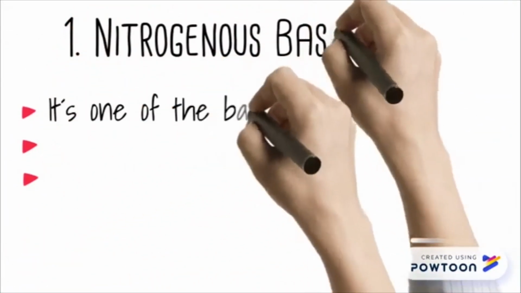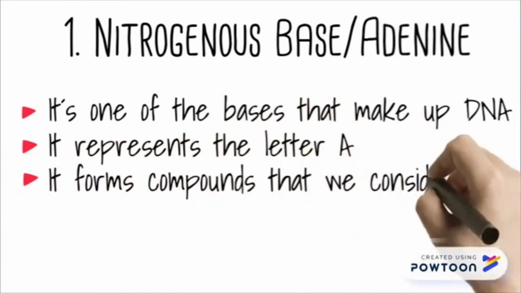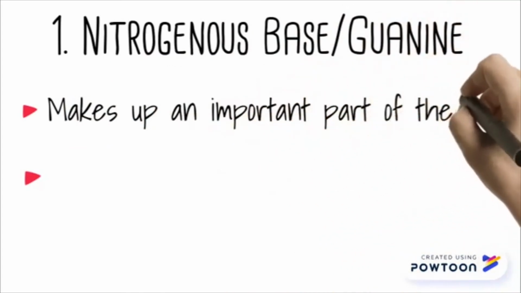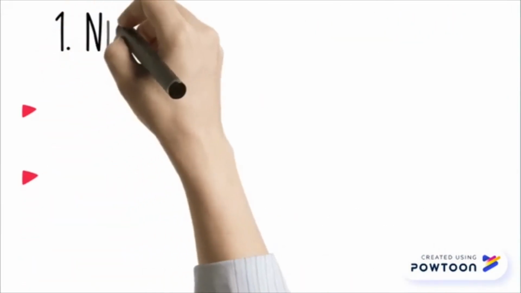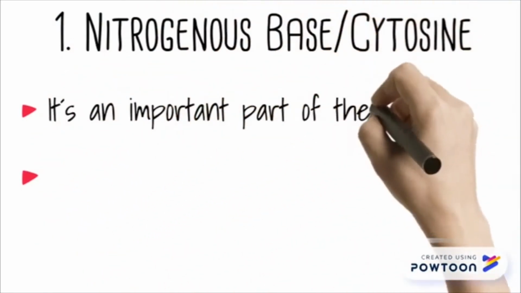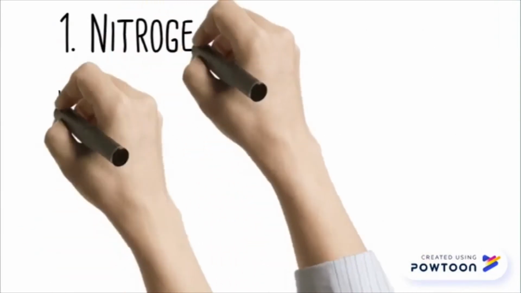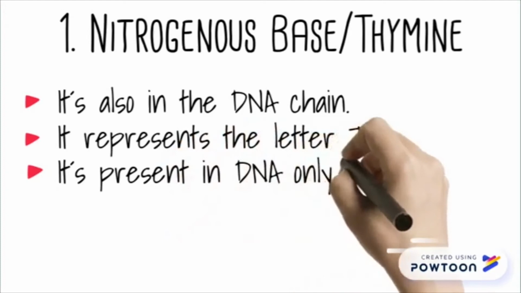Adenine. It's one of the bases that make up DNA. It represents the letter A and it forms compounds that we consider equivalent. Guanine makes up an important part of the DNA chain and it represents the letter G. Cytosine. It is an important part of the nucleic base and it represents the letter C. Thymine. It is also in the DNA chain. It represents the letter T and is present in DNA only.